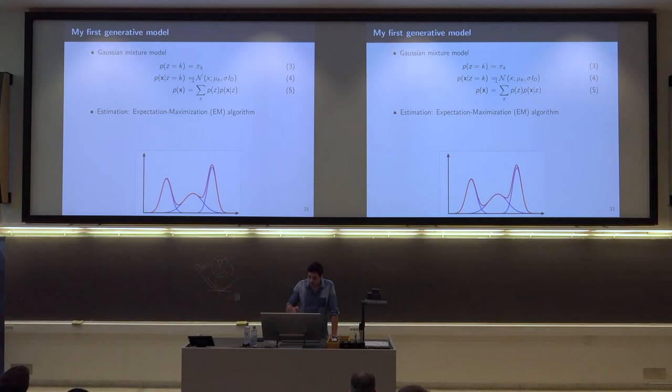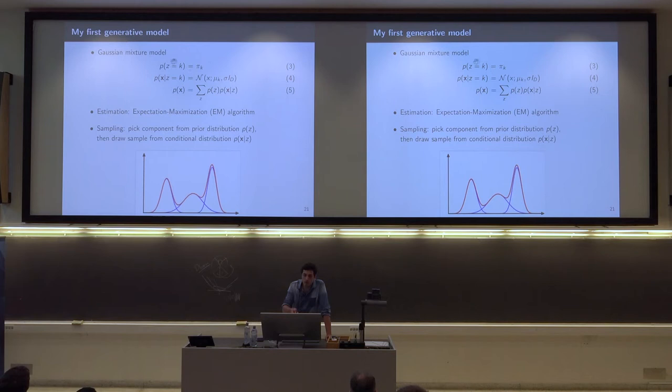Okay. How do you sample from this model? It's pretty easy. First, you have to sample a component. So you have probabilities of picking each component. You can sample from that. And once you have one component, well, it's just a Gaussian. So we know how to sample from a Gaussian. And that will give samples from the whole distribution. So it's easy to sample. It's also easy to compute analytically because it's a finite sum.